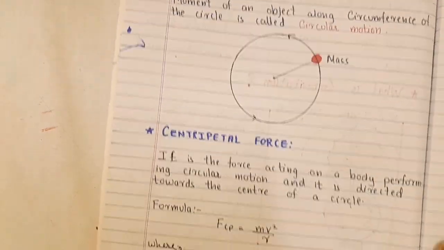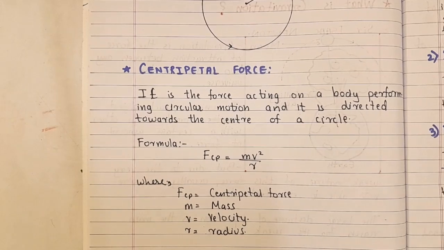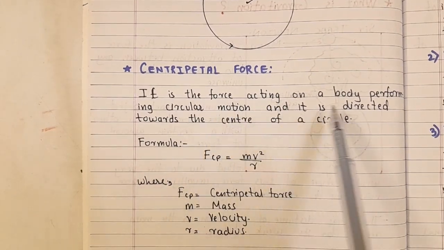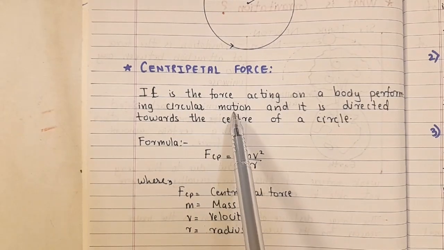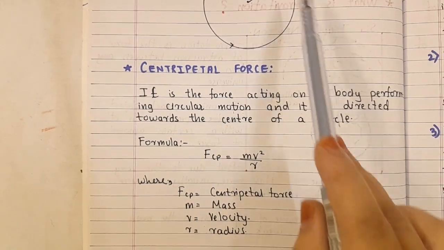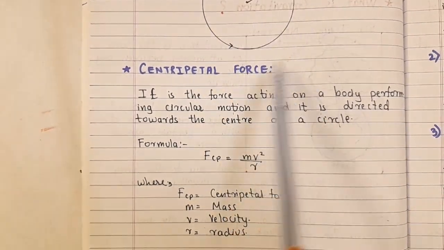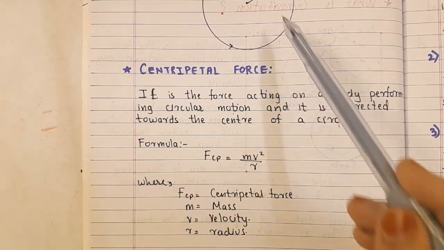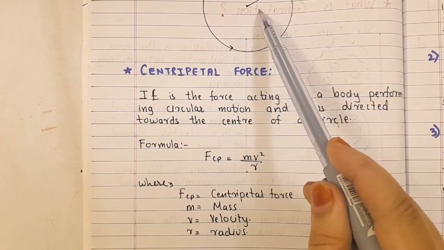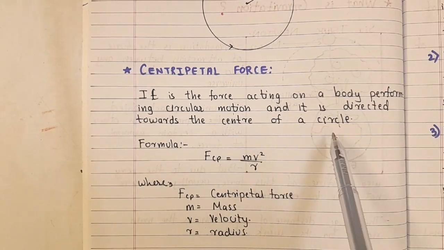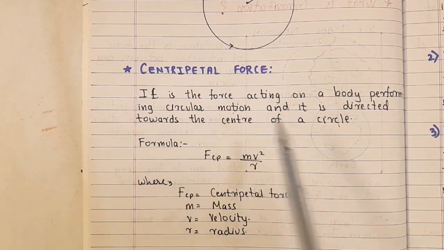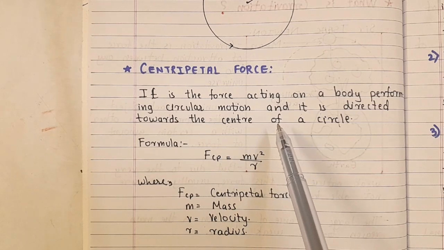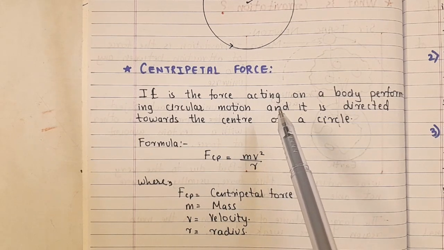Now here we have a type of force, that is the centripetal force. What is it? It is a force acting on a body performing circular motion, and it is directed towards the center. This force directs the body towards the center of the circle, so as this force is directed towards the center, it is also known as a center seeking force.